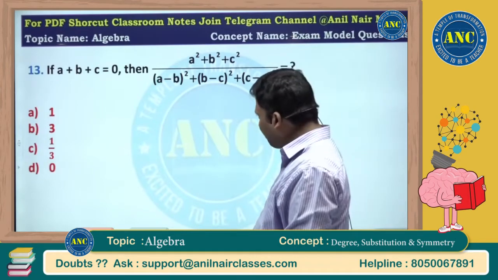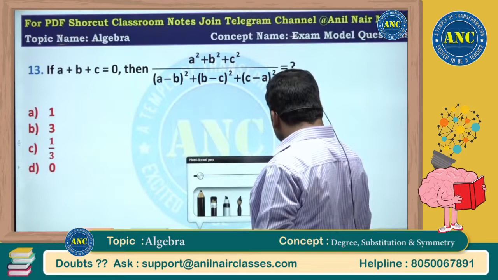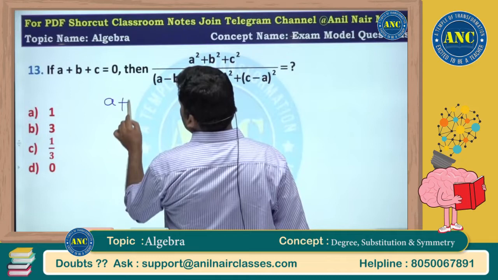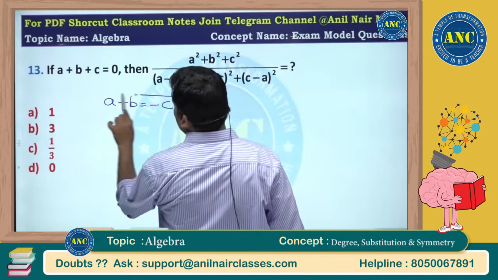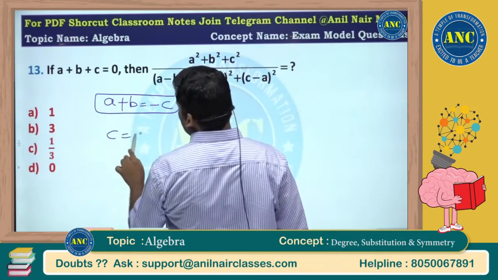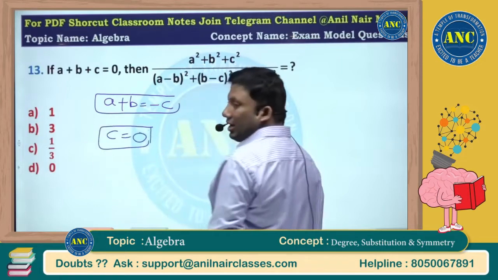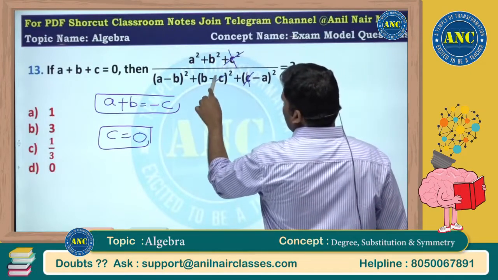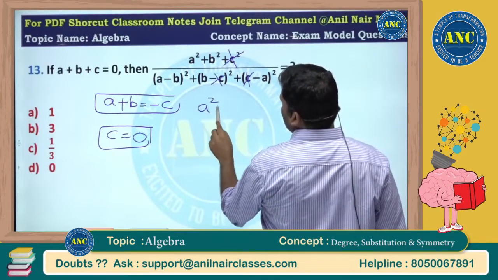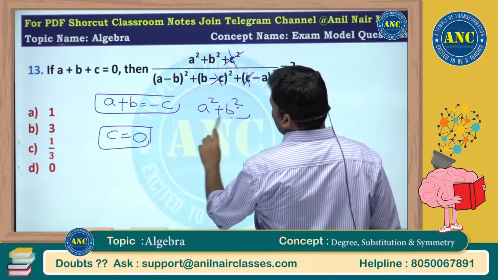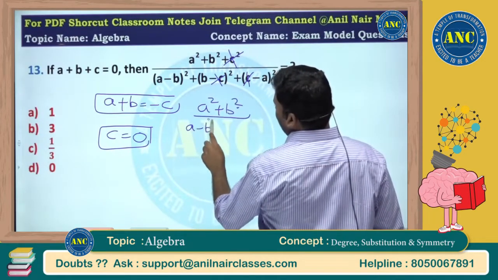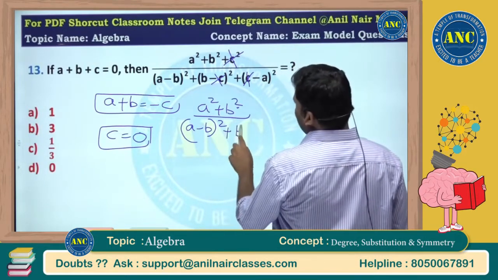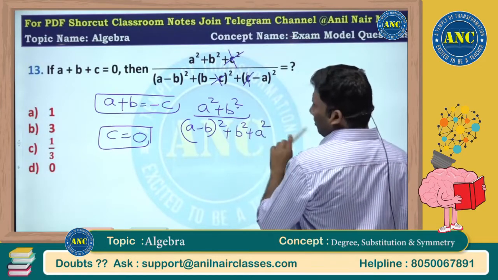Now if you see here, another one. The denominator should not be equated with 0. A plus b plus c is equivalent to 0, a plus b is equivalent to minus c. Make the dependent variable 0. This is 0, this is 0, this is 0. So this is a square plus b square, a square plus b square, (a minus b) whole square, plus b square plus a square plus b square.